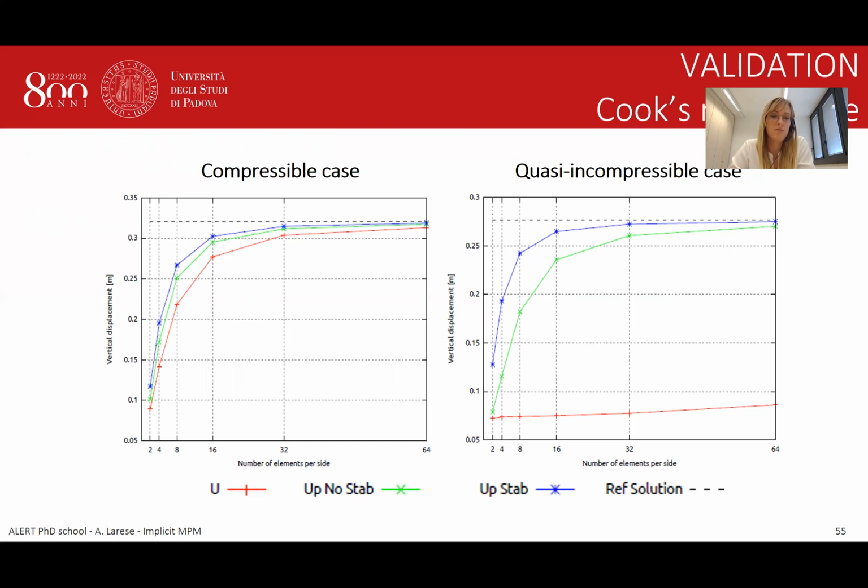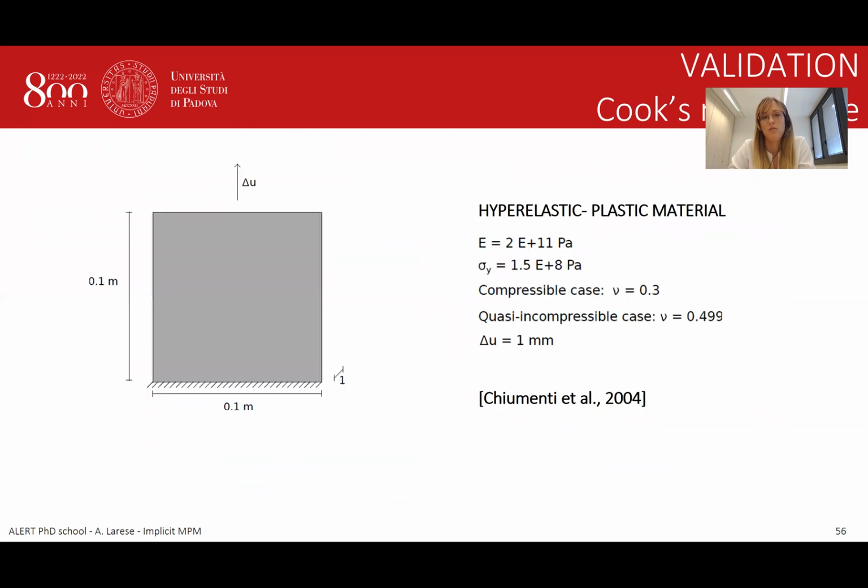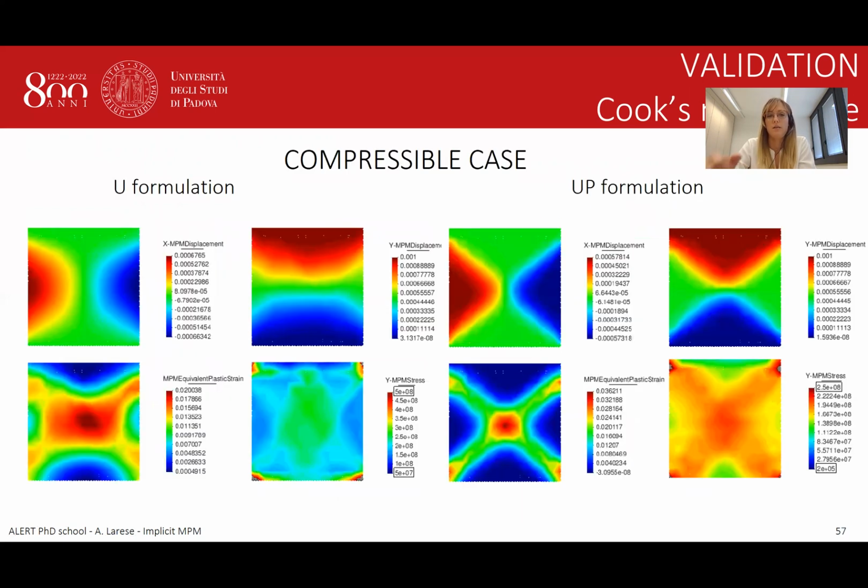So we need some sort of different approach, such as a mixed formulation, for example, for dealing with incompressible material or overcoming the locking phenomenon. This is another very simple example, of a plate under tension, and you see how the U formulation in the compressible case gives wrong results, but not absurd results, while the UP formulation works fine in the compressible case.